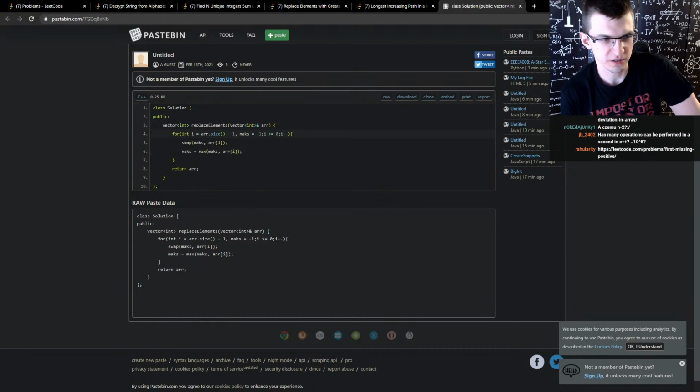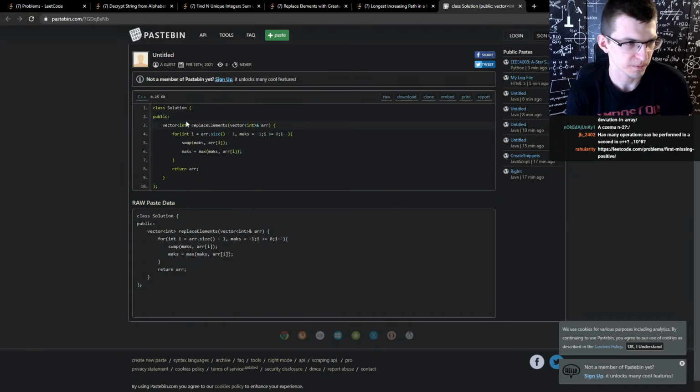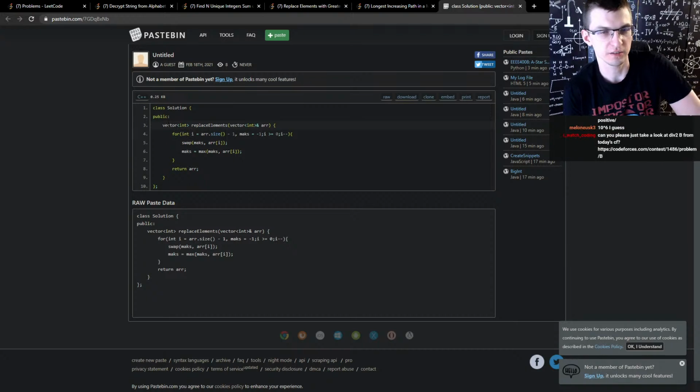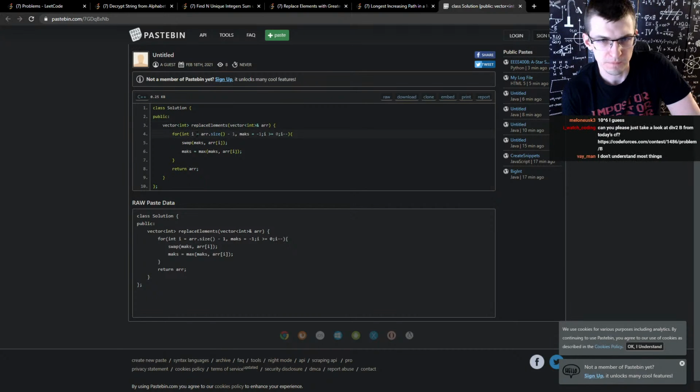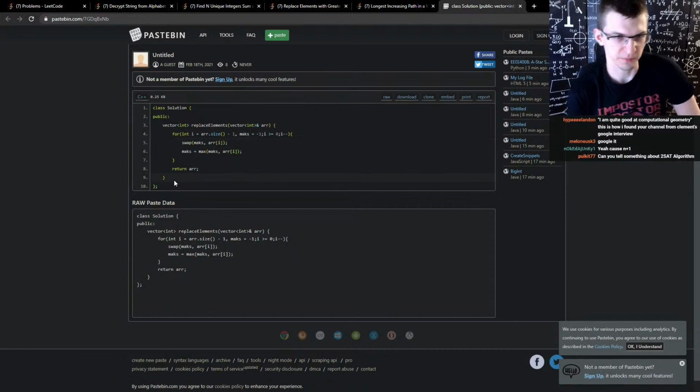Short solution here by Rentip, or maybe not by Rentip, but he just pasted a link to the code. So we go from the end. Max being -1, we swap max with array of I, and then we do this. Well, what kind of magic is that?